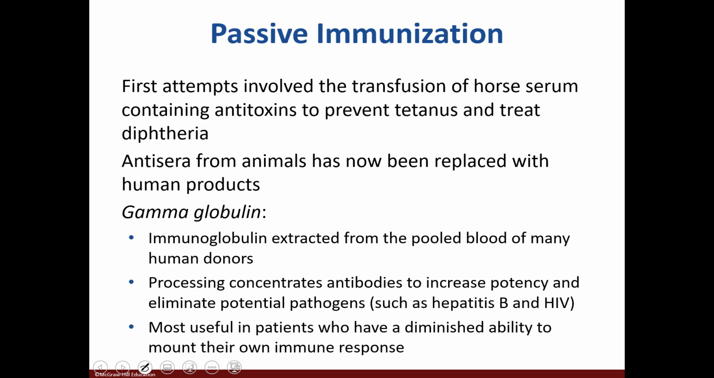Passive immunization first involved horse serum, which contained antitoxins to prevent tetanus as well as treat diphtheria. Human products are now used. Gamma globulins can be used for individuals who have weakened immune systems.